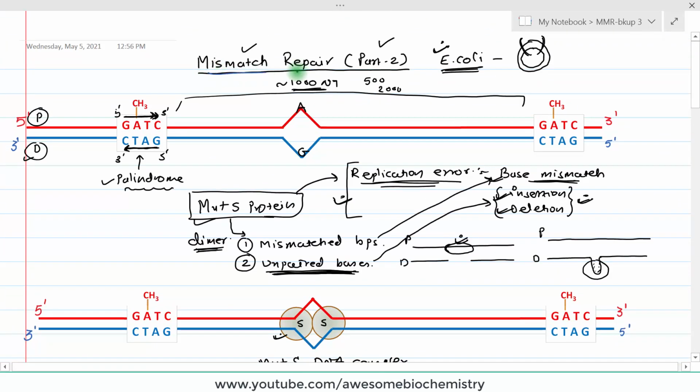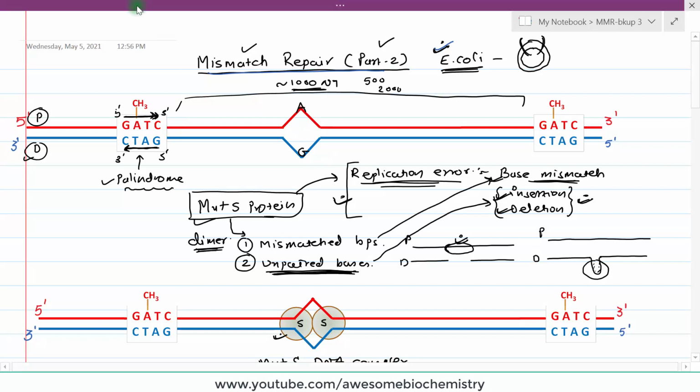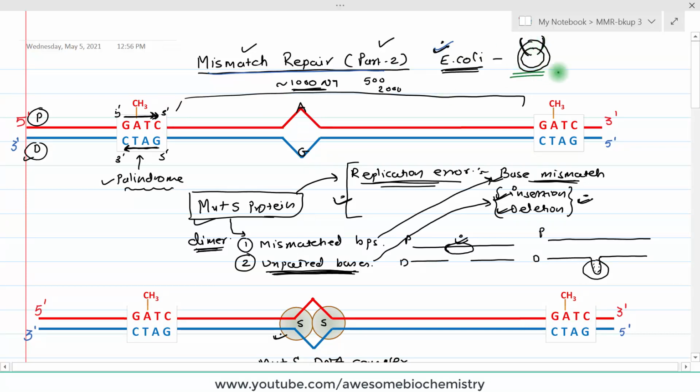Remember, in eukaryotes, this mismatch repair mechanism is highly complicated. So we will just look at the major differences which are of clinical importance. Okay, the first difference: E. coli has a circular genome. I will annotate these differences with this green color. So E. coli has a circular genome, whereas humans have a linear genome. Here in case of E. coli, the differentiation between parental DNA strand and daughter DNA strand is carried out by methylation. But in case of eukaryotes or humans, this differentiation is carried out by the nicks in the daughter strand.